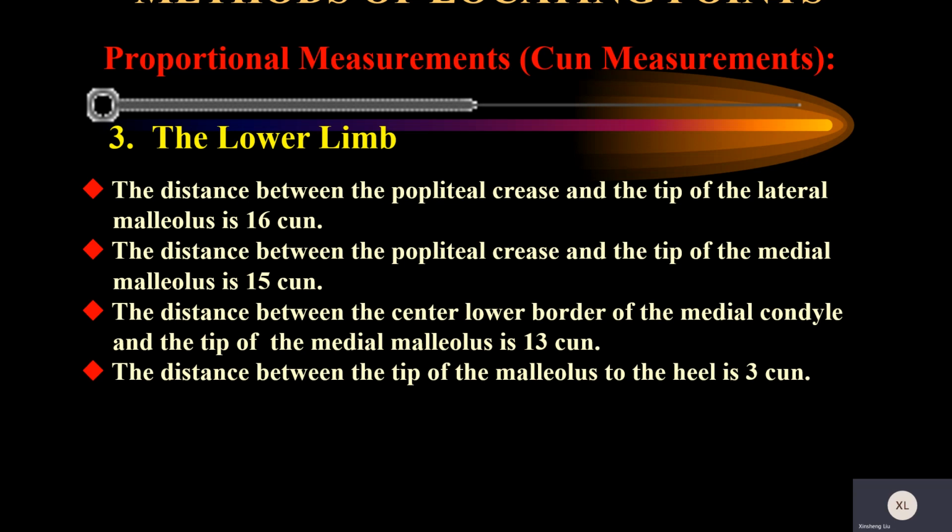So the distance between the center of the lower border of the medial condyle and the tip of the medial malleolus is 13 cun, right? Medial condyle, you know, which bones? Here didn't mention. Okay, should mention medial condyle of the tibial bone, and to the medial malleolus is 13 cun. Distance between the tip of the malleolus and the heel is 3 cun.